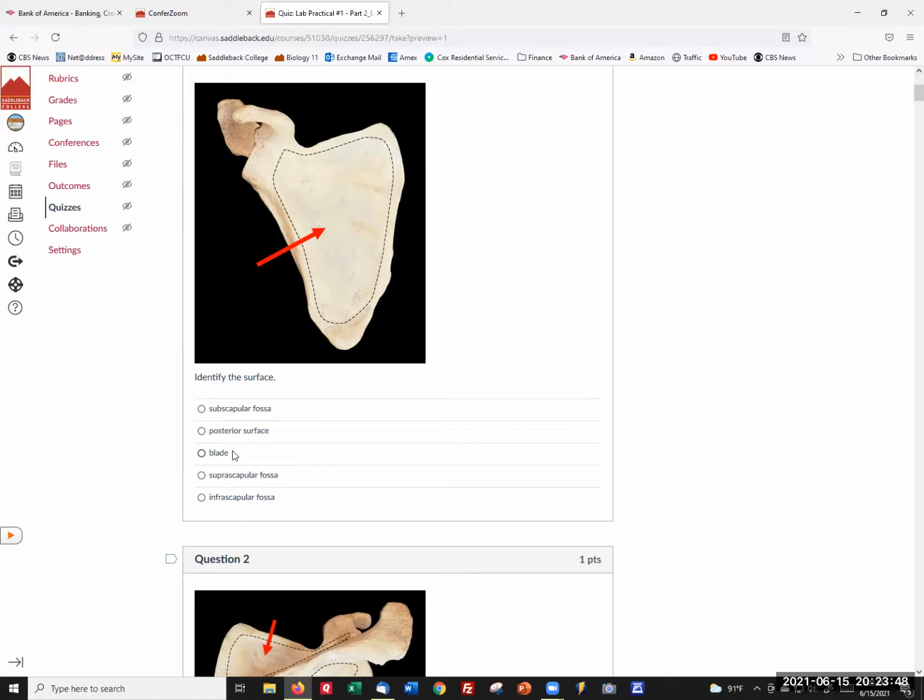Was blade on your list? No. No. No, so it cannot be that. Okay, shoulder blade. Yeah, that's a great common person's term. I use it, but we don't use it in anatomy. Is it the supra or infrascapular fossa? No, that's on the other side, on either side of the spine. So it only leaves me with one choice, and I would click it, the subscapular fossa.